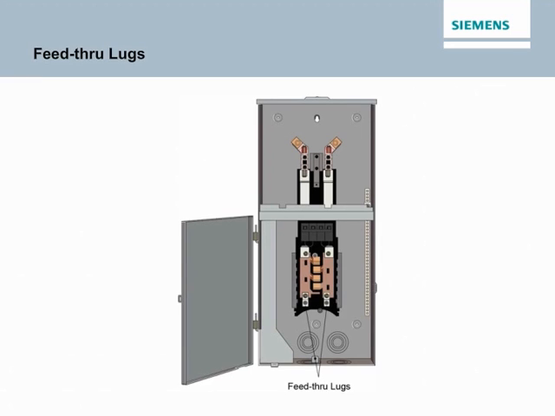Some Siemens meter load center combinations have feed-through lugs on the opposite end of the load center bus from the main breaker. This allows cables to be connected to a downstream main lug-only load center, provided that the meter load center current ratings are not exceeded.